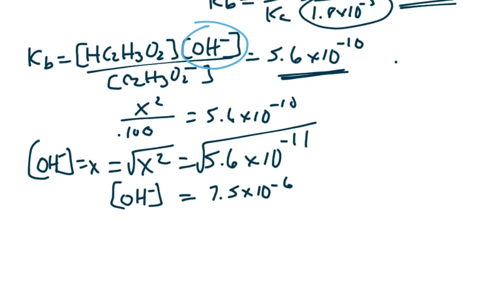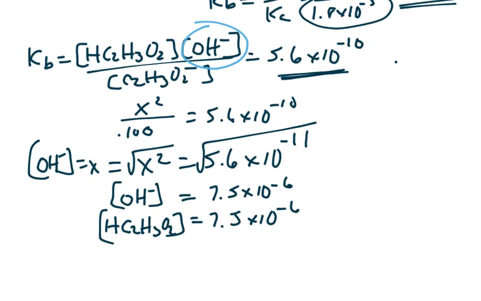We need to find our other species. So our acetic acid concentration is also x, so that's also 7.5 times 10 to the minus 6.